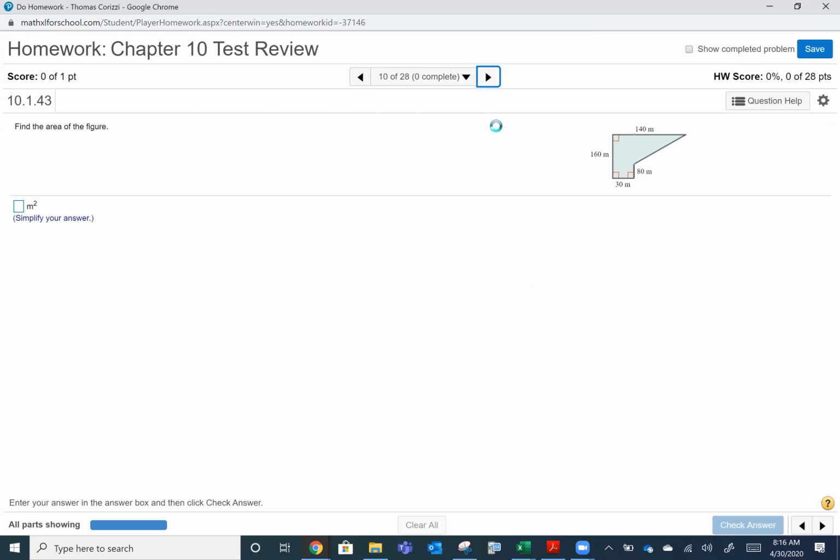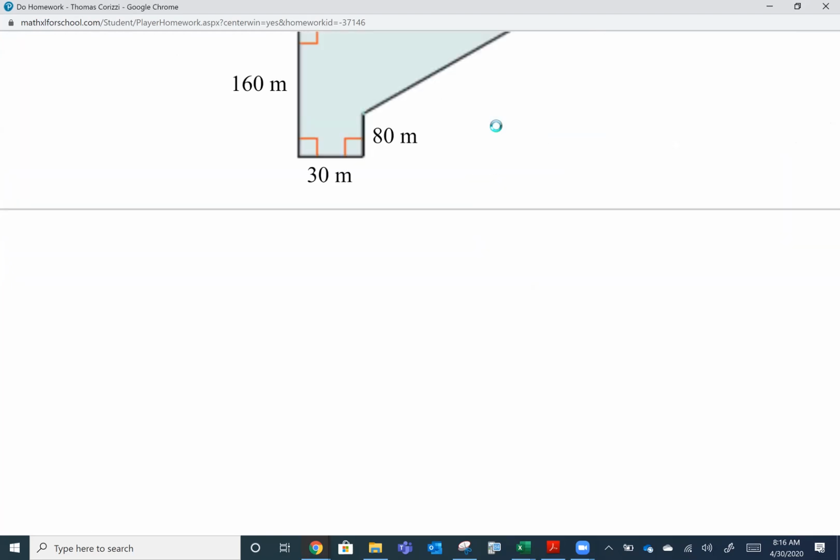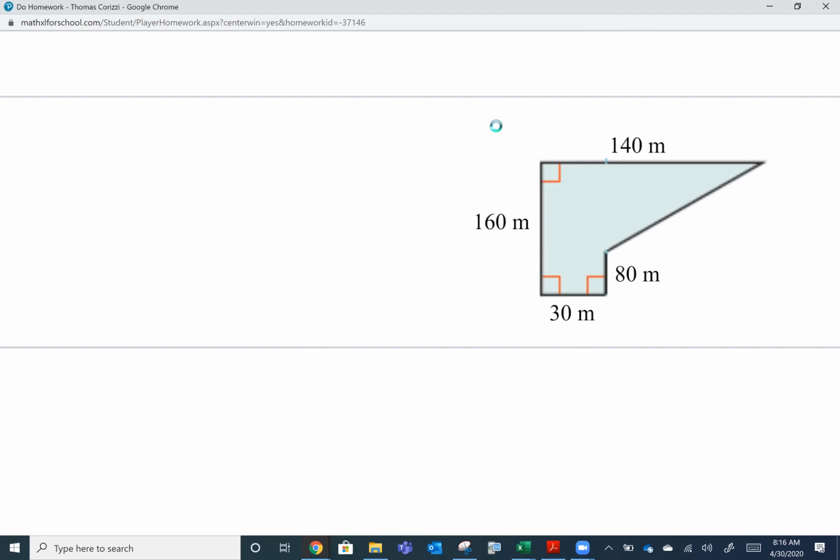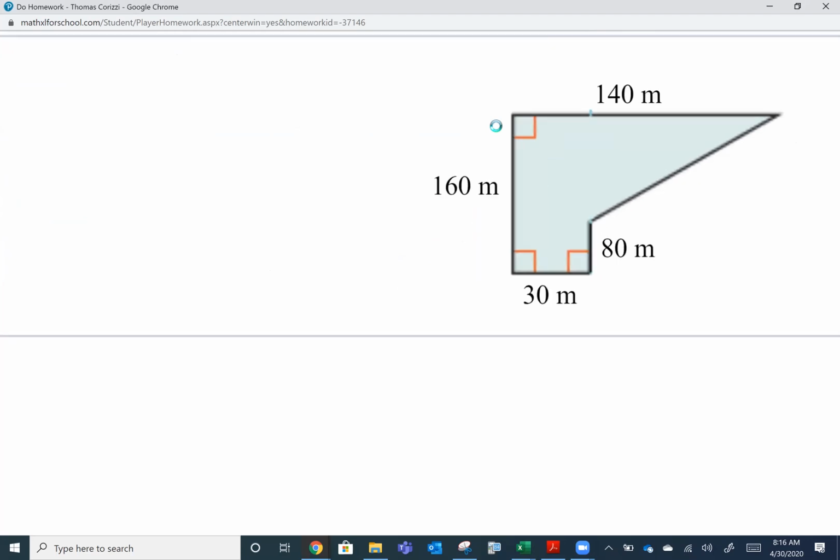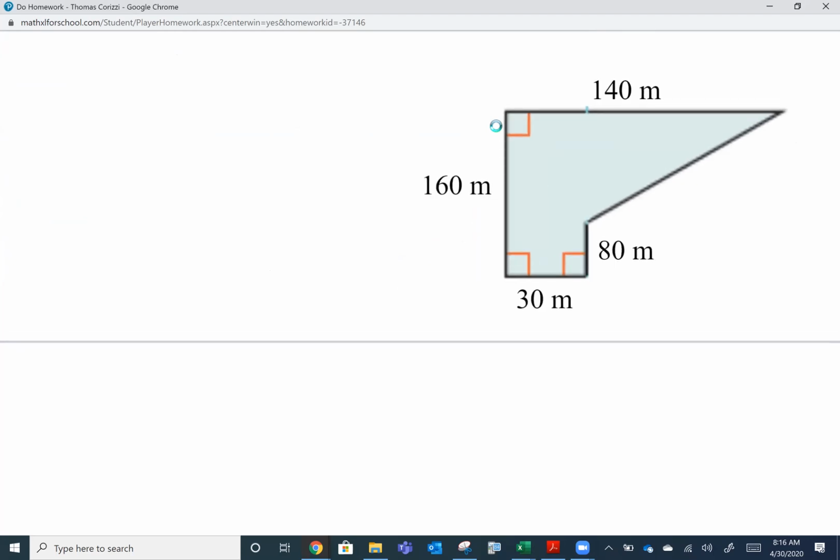Okay, find the area of this figure. So this is a composite figure. When you have these composite problems, what you want to do is break them down into shapes that we know the formulas for. So for instance, this shape can break down into a rectangle, a red rectangle right here, and then a blue triangle.